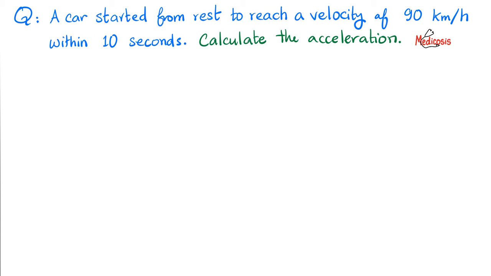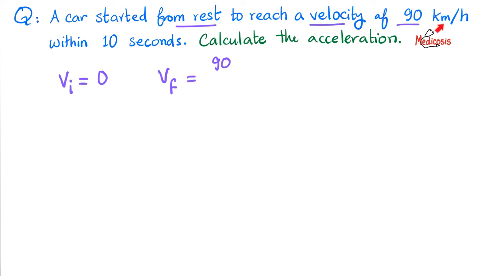Let's practice. Here is a problem for you. Please pause and try to answer this yourself. Okay, a car started from rest. Whenever you start from rest, it means what? Your V initial is 0, until you reach a velocity of 90 kilometers per hour. So V final is 90 kilometers per hour.